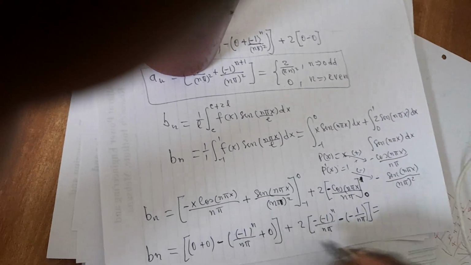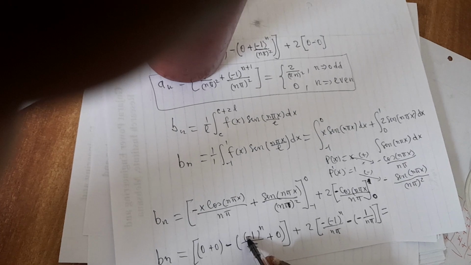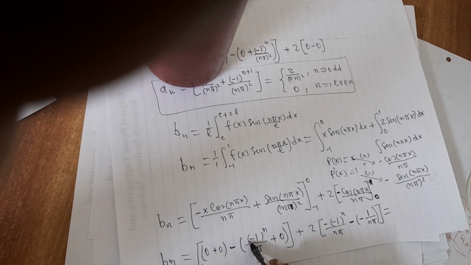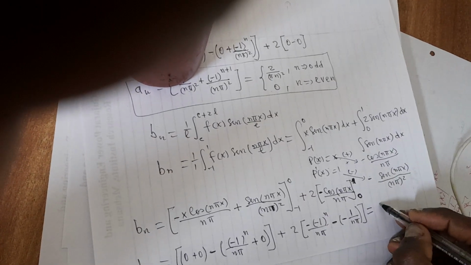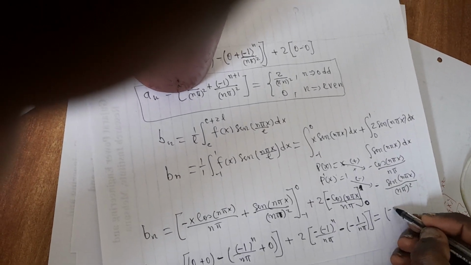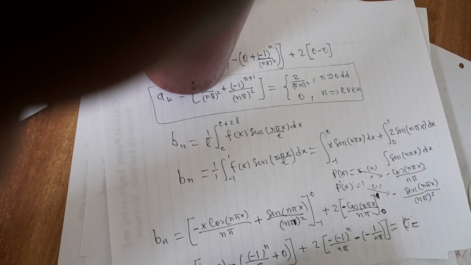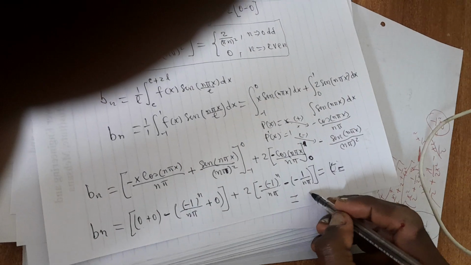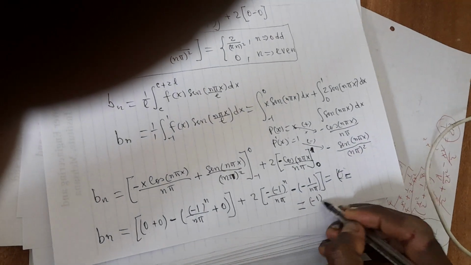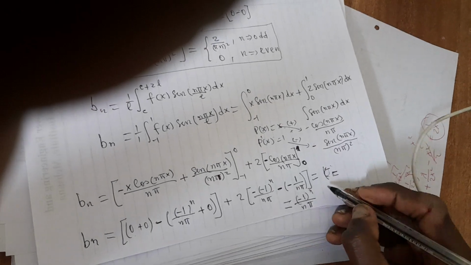Okay, now we have just to solve this one. So here we know 0, 0, 0. This one, minus and minus, will be what? It will not be plus. It will be minus 1 times minus 1 to the power n. And this guy will be minus 1. Okay, let me just write down this one. So this will be minus 1 to the power n upon n pi.